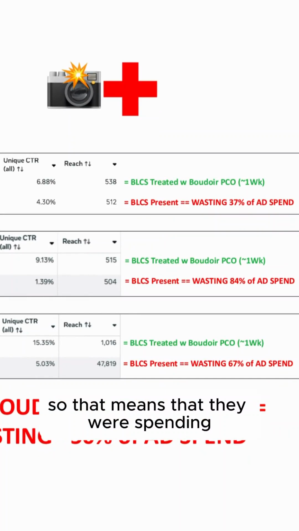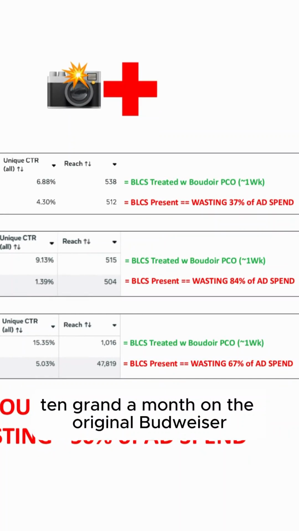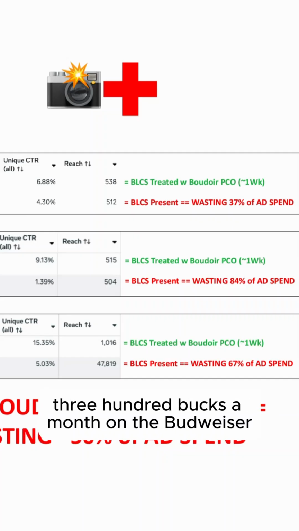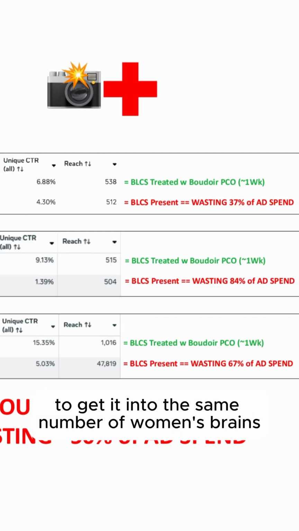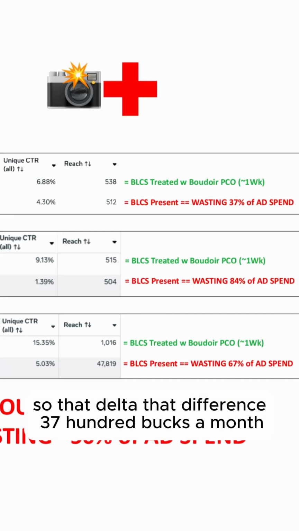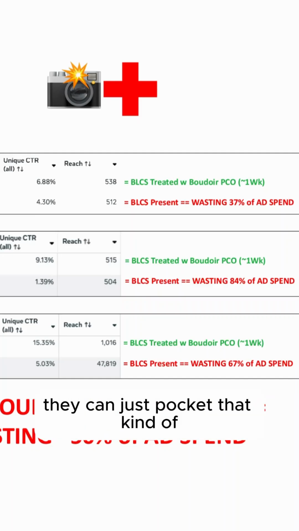So that means if they were to spend 10 grand a month on the original Boudoir Facebook ad, now they only have to spend 6,300 bucks a month on the Boudoir Pico treated ad to get it into the same number of women's brains. So that delta, that difference, 3,700 bucks a month, they can just pocket as a phantom bonus.